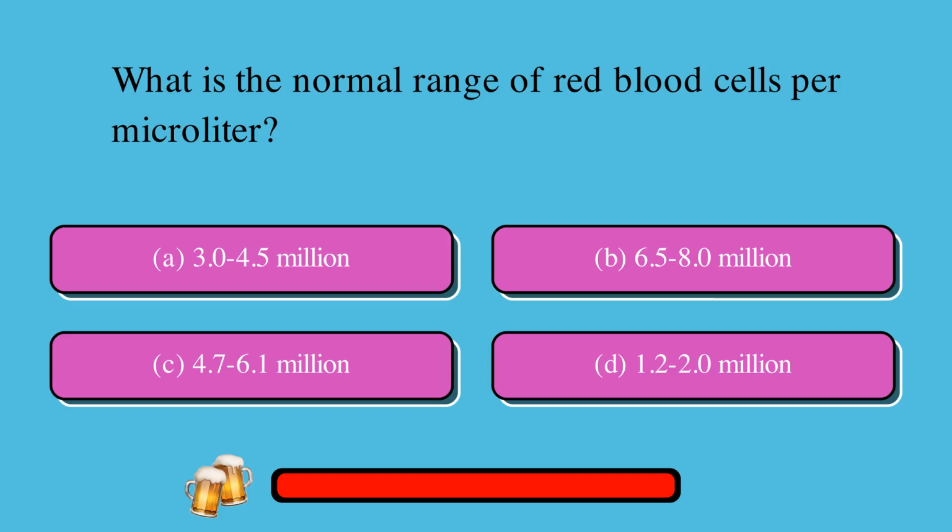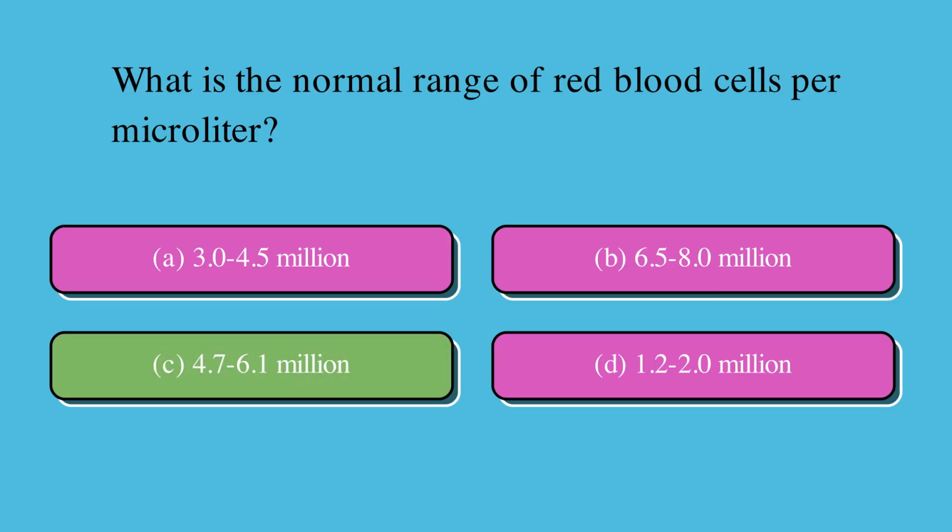What is the normal range of red blood cells per microliter? A, 3.0 to 4.5 million, or B, 6.5 to 8.0 million, or C, 4.7 to 6.1 million, or D, 1.2 to 2.0 million? The correct answer is C, 4.7 to 6.1 million.